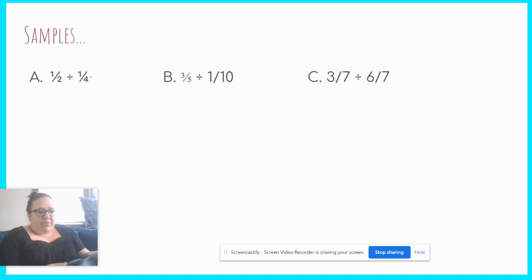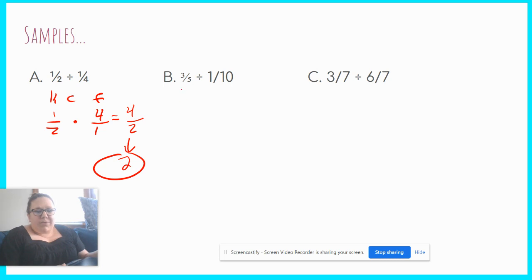So if I have 1/2 divided by 1/4, I'm going to write out my three steps. 1/2 stays 1/2. And then 1 over 4 becomes 4 over 1. 1 times 4 is 4. 2 times 1 is 2. 4 over 2 would be 2.